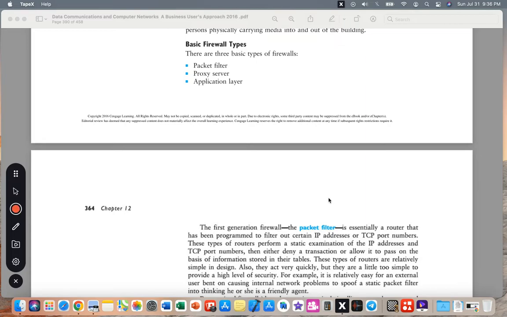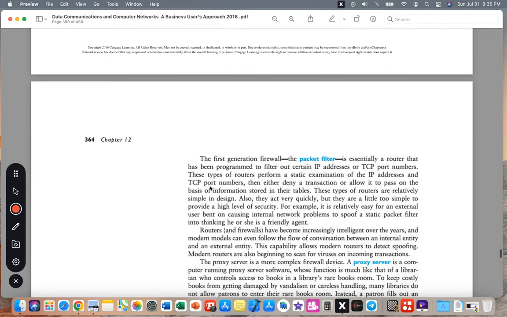Basic firewall types. There are three basic types of firewalls: packet filter, proxy server, and application layer.